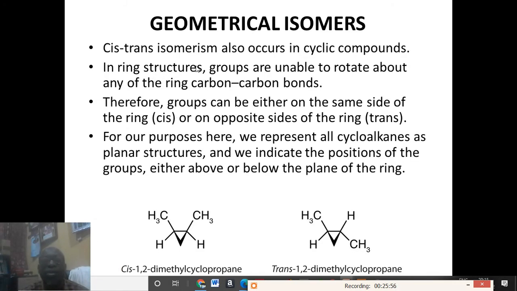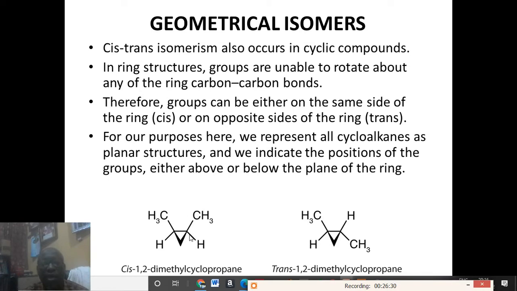Cis-trans isomerism also occurs in cyclic compounds. We have seen an example of this. In ring structures, groups are unable to rotate about any of the ring carbon-carbon bonds. Therefore, groups can be either on the same side of the ring, which is cis, or on the opposite side of the ring, which is trans. For our purpose, here we represent all cycloalkanes as planar structures, and we indicate the position of the groups either above or below the plane of the ring.